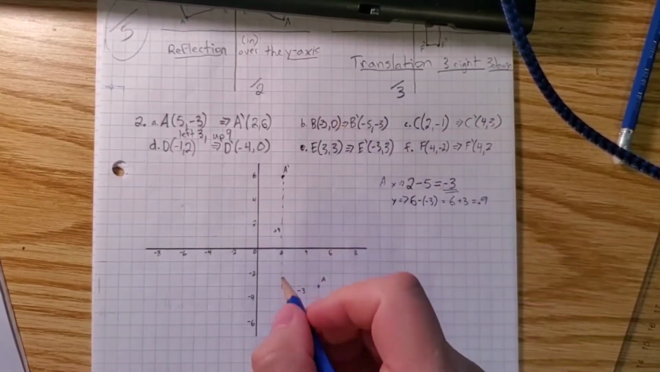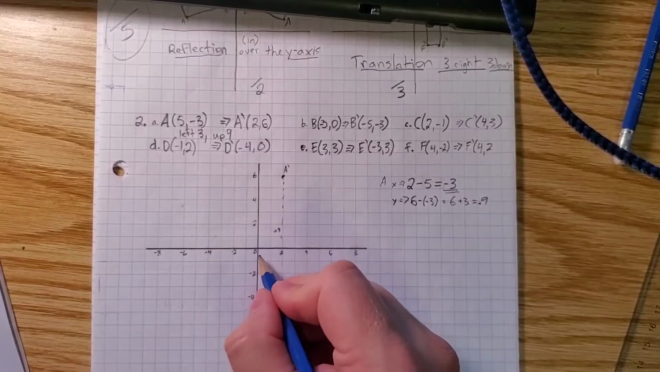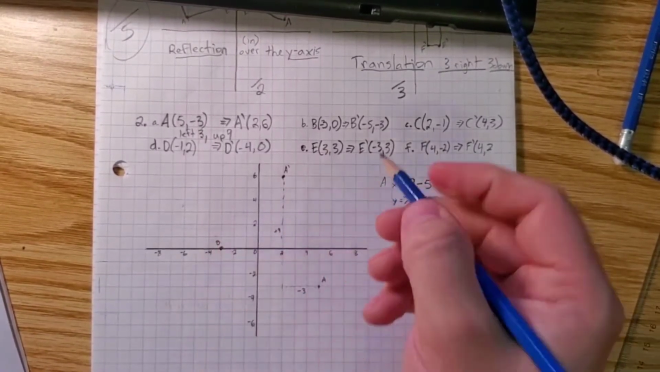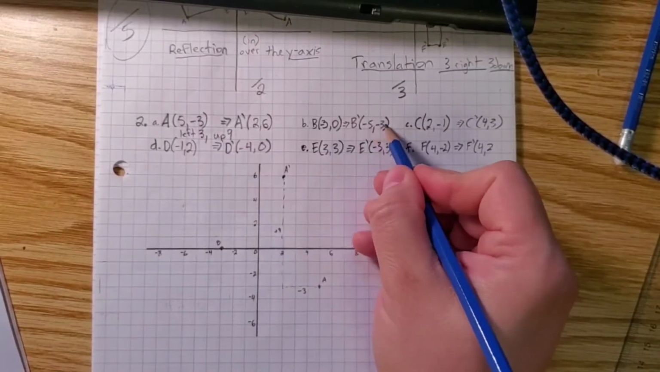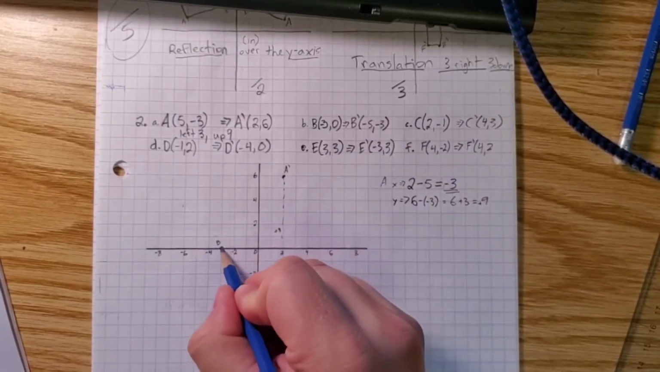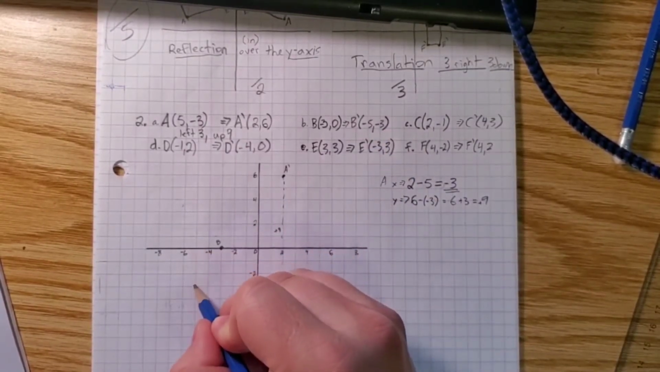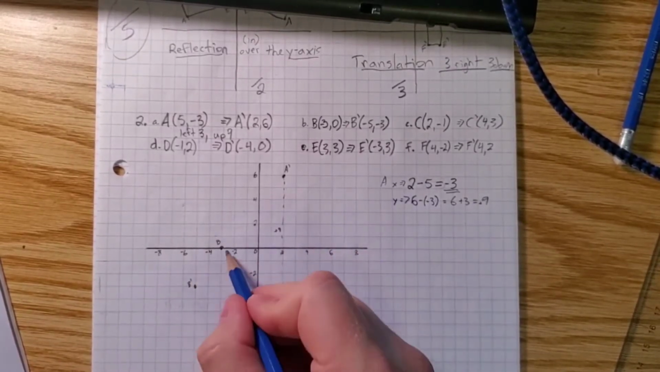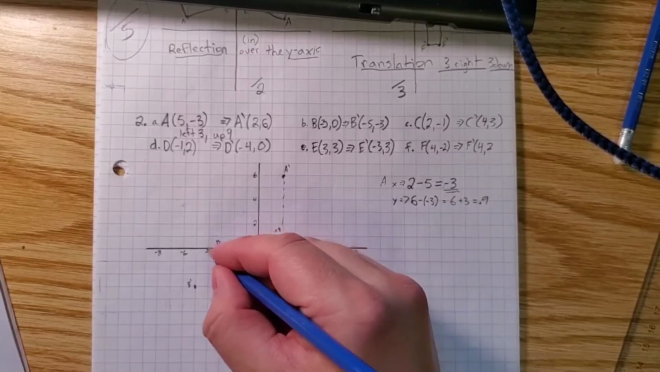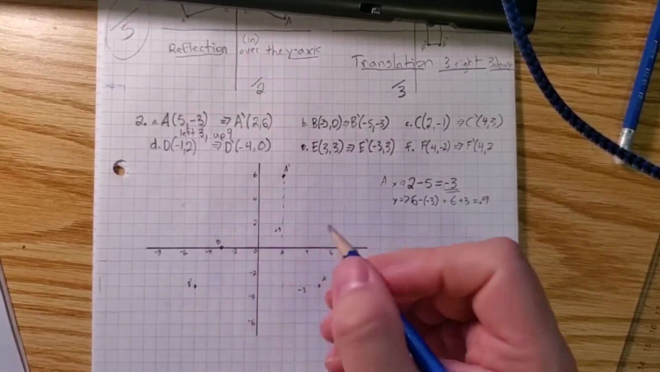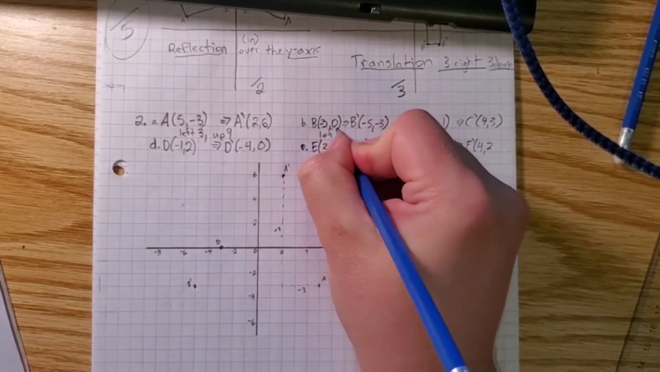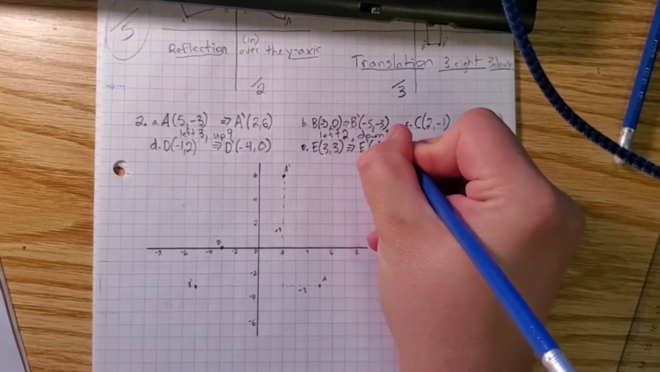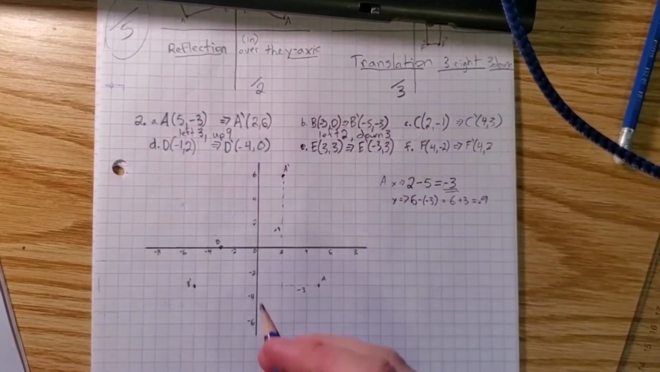Let's do B. -3 and 0 is B. B prime is -5, -3. So 1, 2, 3, 4, 5, and 3 down. It's right here. So how much did it move? It moved left 2 and down 3. Left 2, down 3.